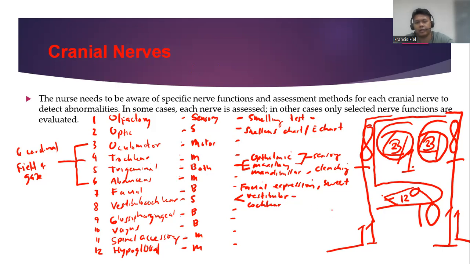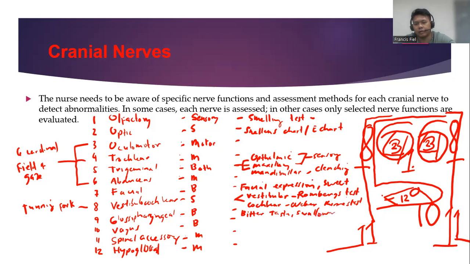The vestibular branch is responsible for balance, which is tested by Romberg's test. Then you have your cochlear branch, which is tested by the Weber and Rinne tests, using a tuning fork. Now for the glossopharyngeal, this is the posterior part of the tongue, which is bitter taste, and also for swallowing.